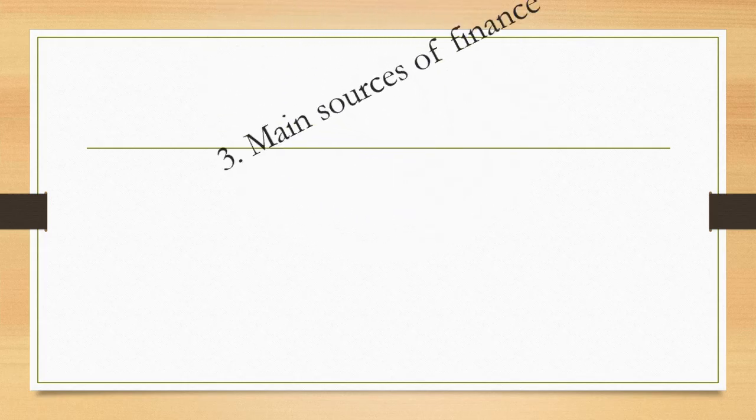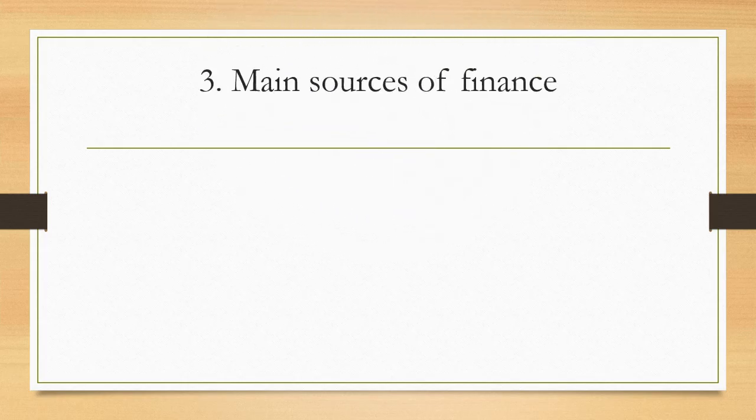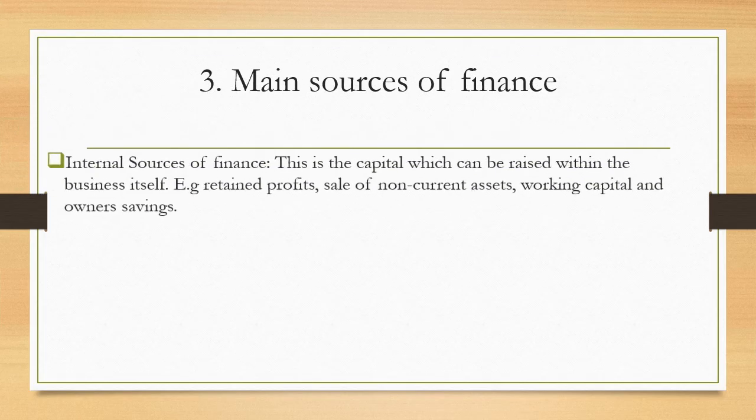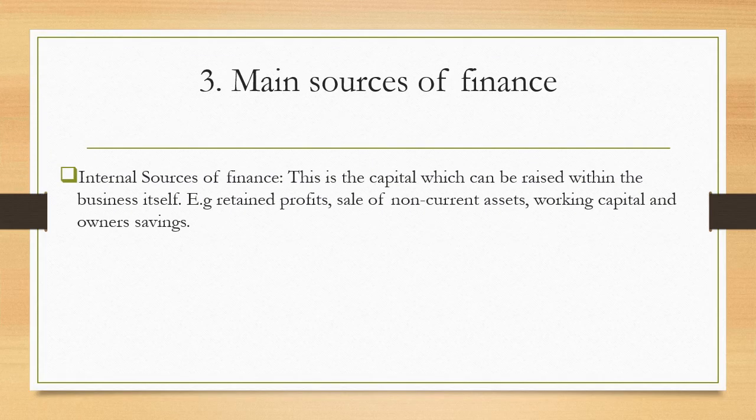Now let us look at the main sources of finance. There are two main sources of finance. We have internal sources of finance. This is the capital which can be raised within the business itself, e.g. retained profits, sale of non-current assets, working capital, and owners' savings. Those are examples of internal sources of finance, whereby the business can raise its funds within itself.